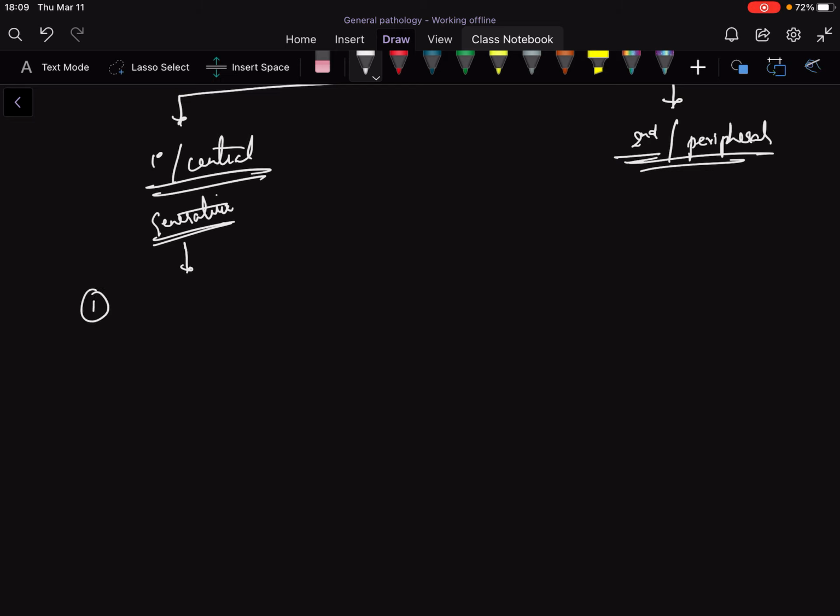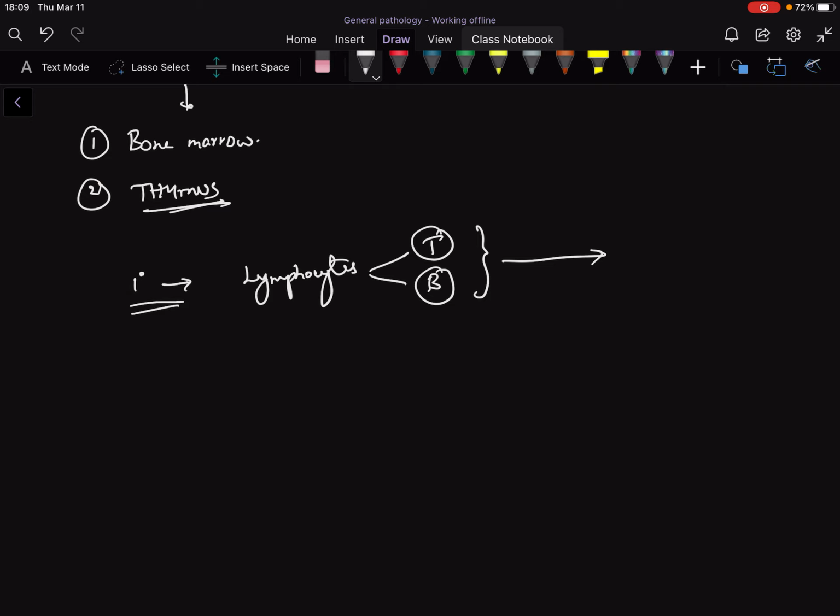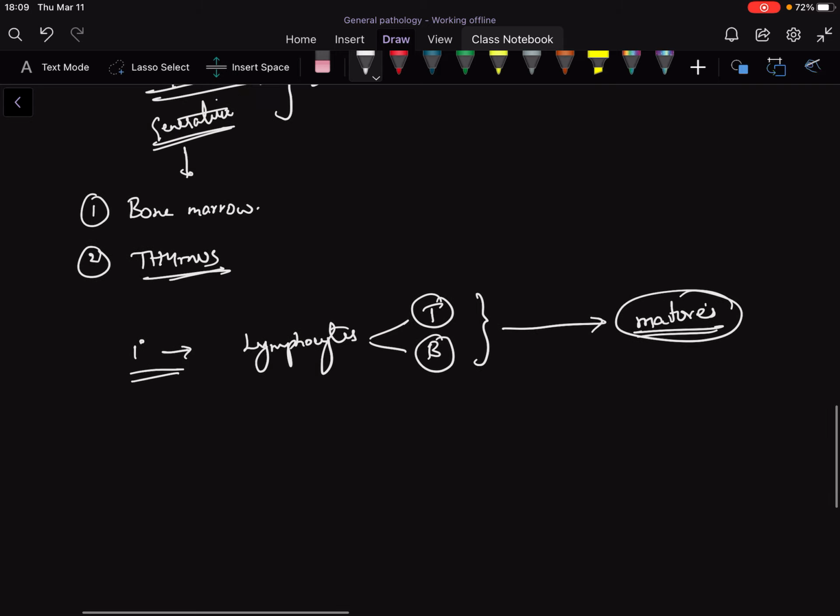The first one is bone marrow, and the second one is the thymus. So what happens in these primary or central lymphoid organs? In these primary lymphoid organs, the lymphocytes, like T cells, T lymphocytes or B lymphocytes, mature, okay? They mature in these organs, so they are called primary lymphoid organs. So in bone marrow, B cells will mature, and in the thymus T cells will mature.